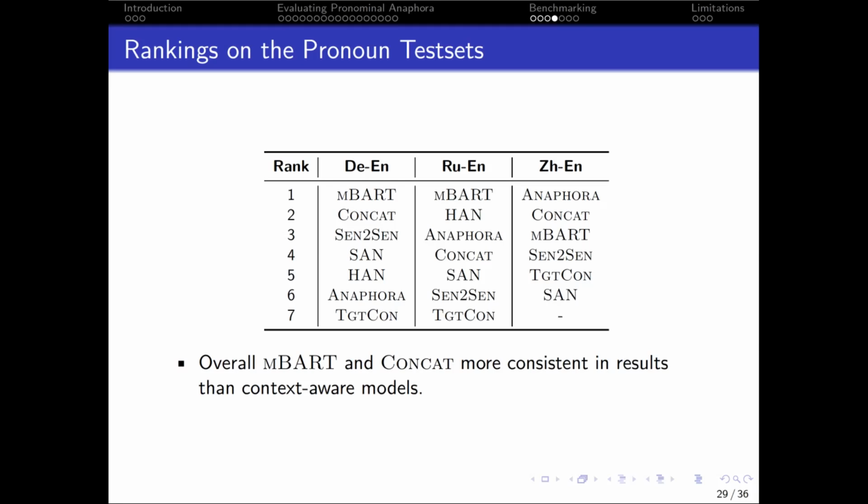for Chinese. So overall, we see that the context-aware models are more inconsistent. They tend to do poorly, or they do well in one particular language pair and poorly in another one. So MBART turns out is far more reliable in that sense and generalizes better. So it's good in 2 and in the top half in Chinese. And even Concat, for that matter, does not do that poorly. It's in the top half for most of the language pairs. So it seems they're far more consistent compared to context-aware models.